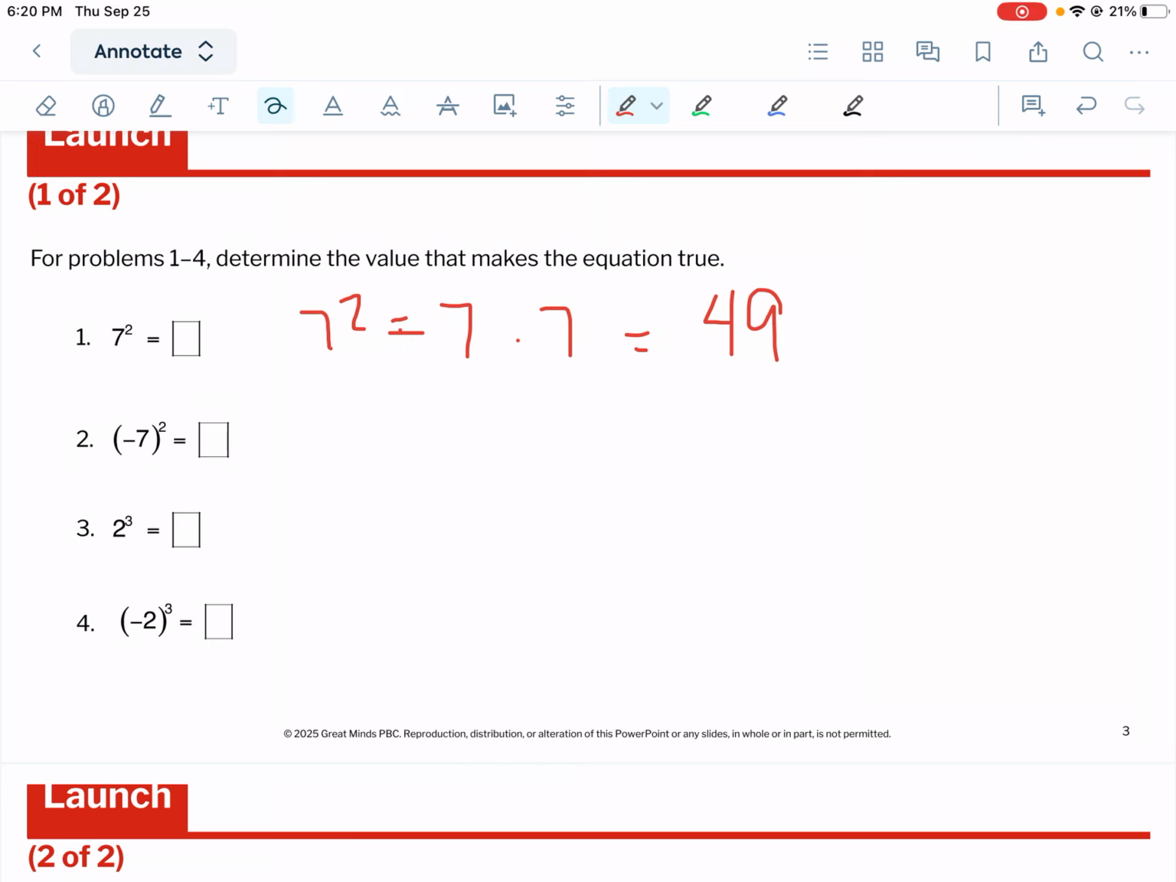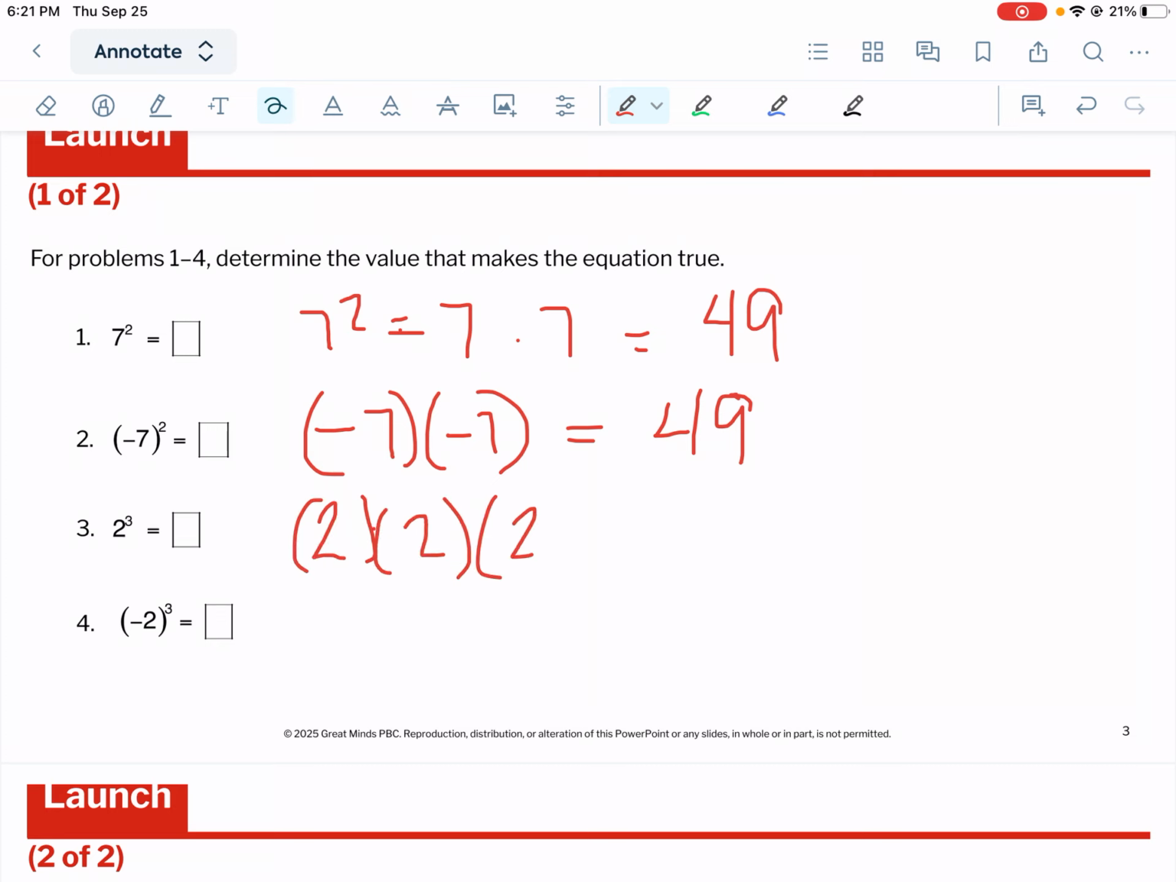Nothing more, nothing less. For number 2, it says same thing, but this time our 7 is negative. So it's negative 7 squared. And I'm going to just set up the work. Make sure you show your work. Negative 7 times negative 7 is a positive 49. Done. Okay. For number 3, it gives us 2 cubed. I'm going to set it up. 2 times 2 times 2. If you remember from yesterday, 2 cubed is 8.